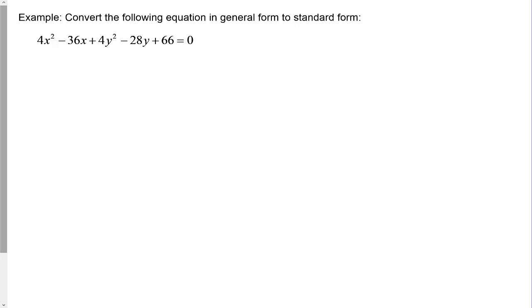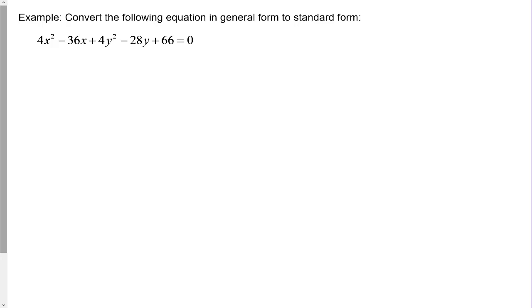Okay, one more example. This time we just need to convert an equation from general form into standard form, which is the center radius form, of course. We don't need to graph in the end, but the reason that this problem will be a little bit more challenging is that we have some coefficients on our x squared and y squared terms, and we're going to see some fractions along the way. So a bit more difficult arithmetically.